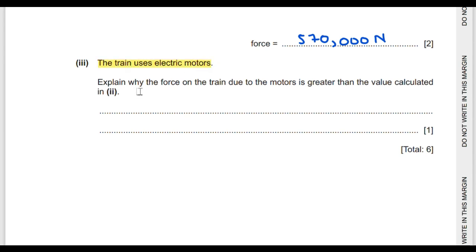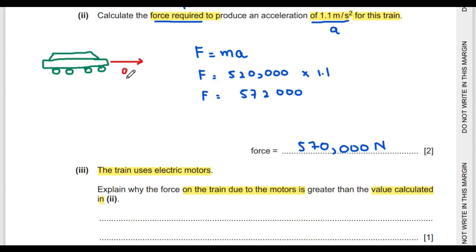Explain why the force on the train due to motor is greater than the value calculated in part 2, that we have just calculated. It is 570,000, but the motor is producing a greater force. So where is the extra force of motor being used? For example, we have a train which is accelerating with 1.1 meter per second square, and the force that is being applied on this train is 570,000 Newton, but the motor is producing a greater force. And where is the extra force of this motor going?